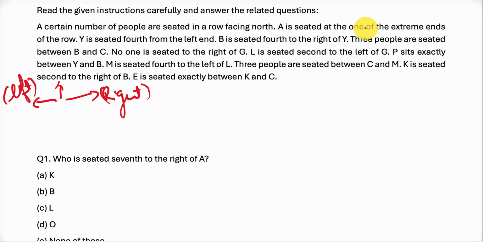Next, it says that A is seated at one of the extreme ends of the row, but we don't know which end A is seated, so we will have two cases here. One in which A is sitting at the leftmost end, and second case in which A is sitting at the right end of the row. Next it says Y is seated fourth from the left end, so we'll place Y accordingly in both our cases.